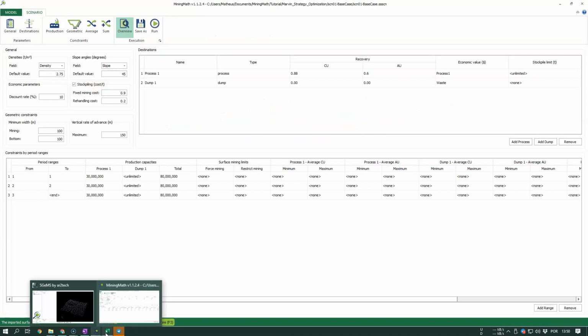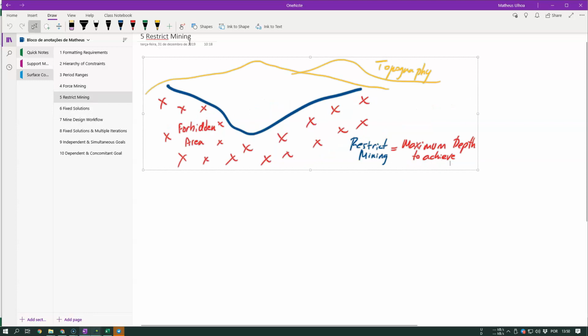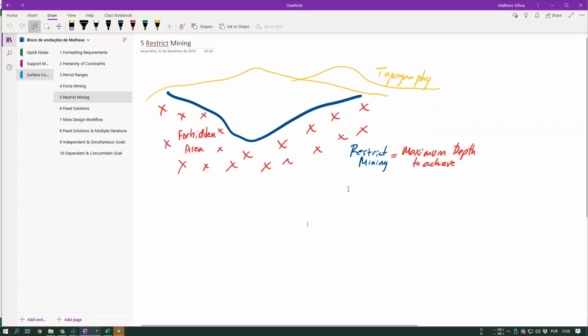Okay, so moving to the restricted mining, we have a different understanding over here. We have the same topography. Let's say we have the same surface constraint, or it could be anything, but it means that, for example, I cannot surpass this limit. So the restricted mining surface, which is represented in blue, is the maximum depth I should achieve. So I cannot surpass this depth for any reason.